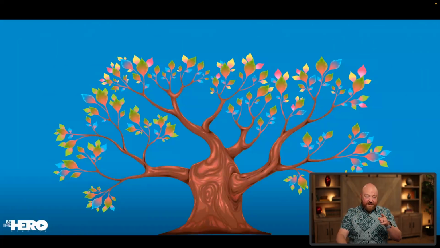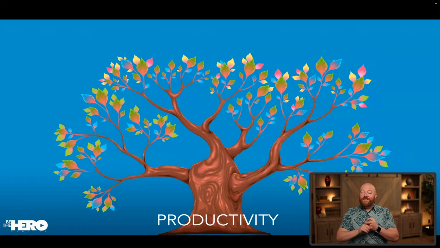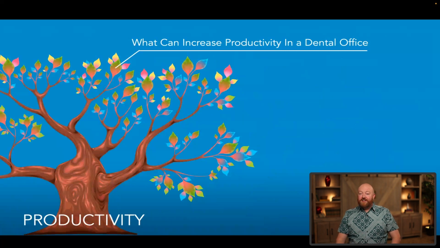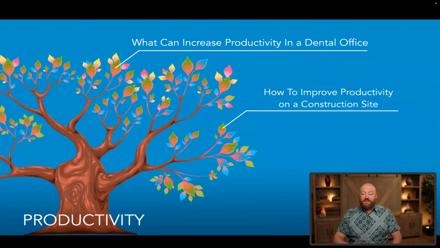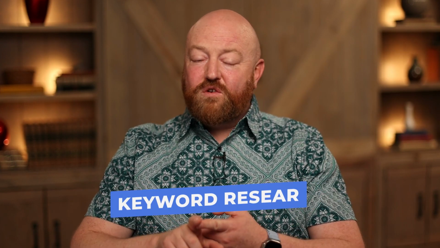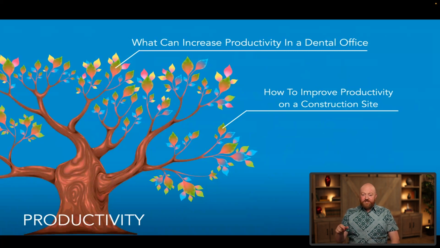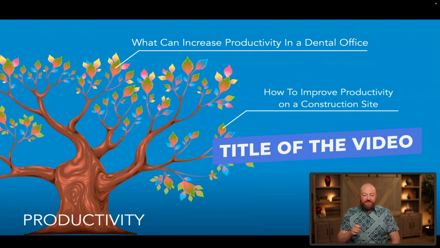I know that you're a web design expert, but let's pretend for a minute that you're an expert in productivity, okay? So if that were the trunk of your tree, you help businesses improve their productivity and so forth, what's an example of a leaf? A leaf might be what can increase productivity in a dental office, or how to improve productivity on a construction site. Now, I didn't make up these questions. I actually did keyword research, and I found these questions that have consistent search volume every month that have low competition.